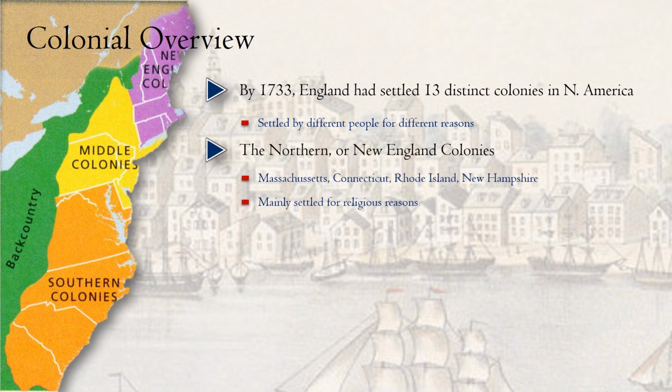So the colonies that are colored in purple up there are the northern colonies, sometimes called the New England colonies, and they include Massachusetts, Connecticut, Rhode Island, and New Hampshire. And as we learned in our lecture on the founding of English America, these were settled mainly for religious reasons. The first folks to come over in 1620 were Puritans, which were dissenters from the Anglican Church. They wanted to set up their own religious society in America.